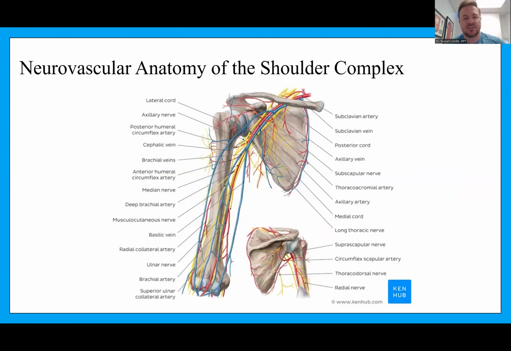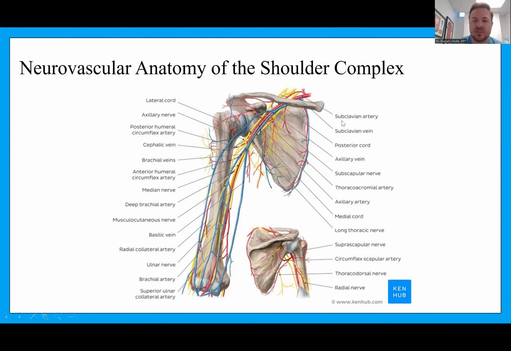Quickly here, we'll go over the neurovascular anatomy of the shoulder complex. This is quite complex, especially for an intern, even for a PT student. As you're getting out and working with more patients, this becomes much more necessary to know. But from the actual picture here, you can see how complex our anatomy is in terms of nerves, arteries, veins, and the highways, if you will, that they pass through.